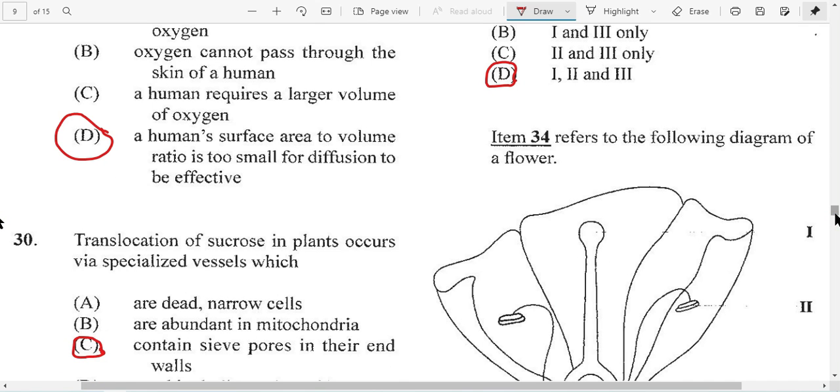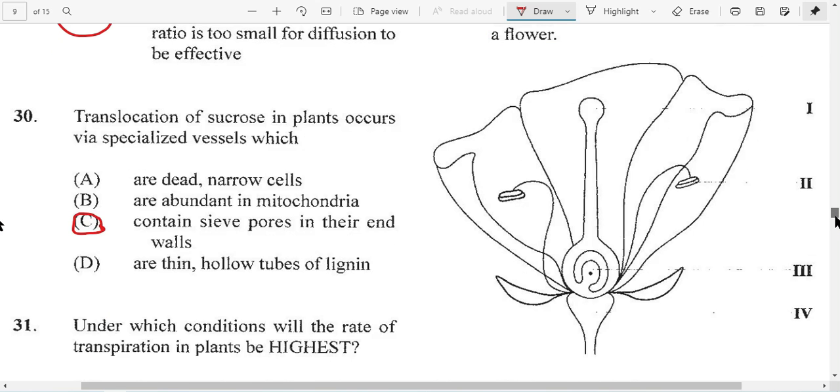For 34, it refers to the following diagram of a flower. And there, 1 is going to be the stigma, 2 is going to be the anther, 3 is going to be the ovule, and 4 down the bottom there is going to be our receptacle. So we have it there nicely labeled.